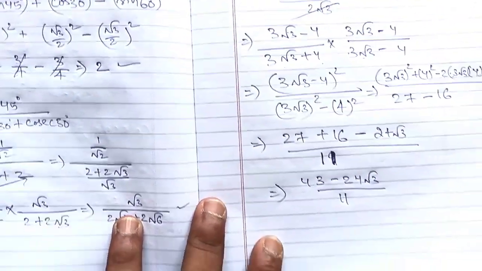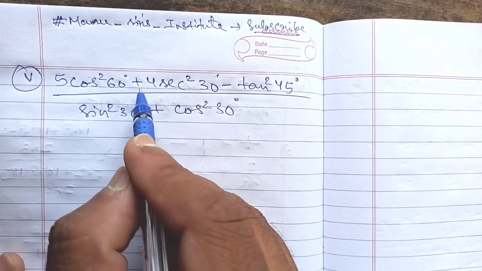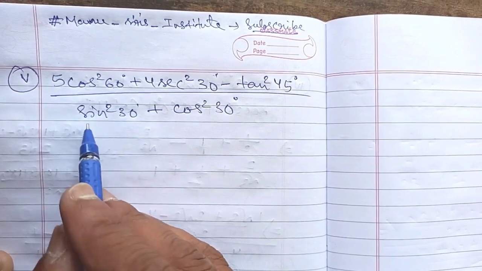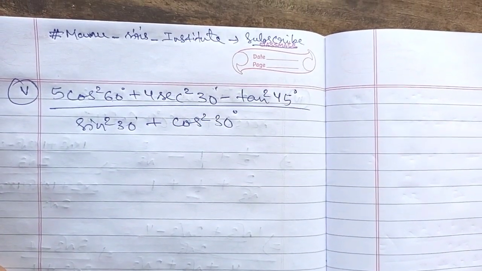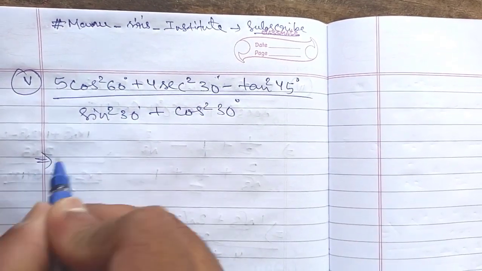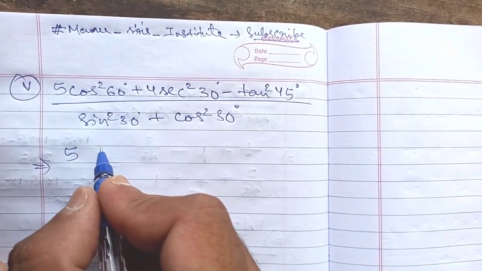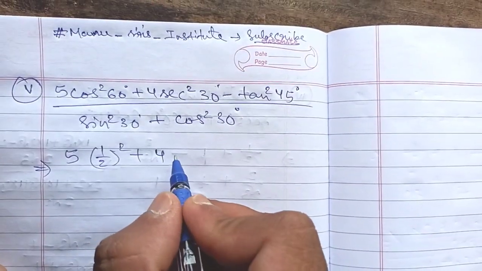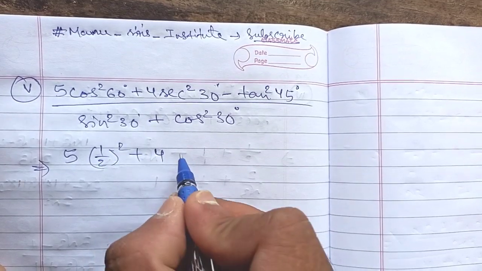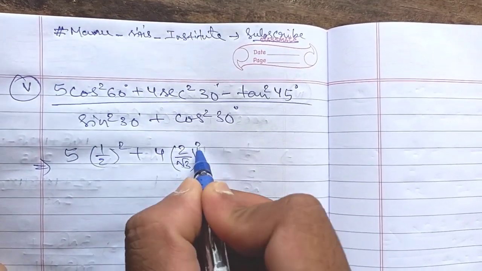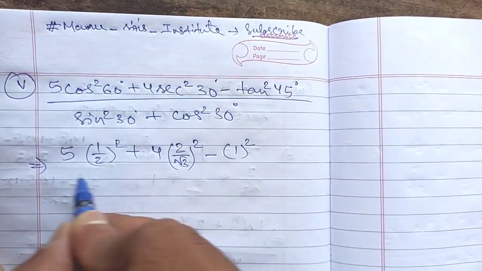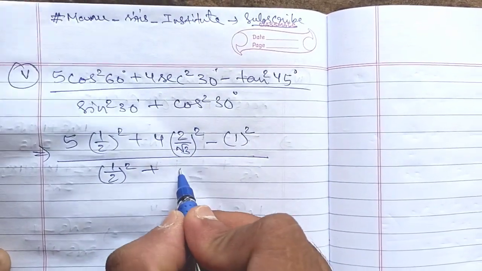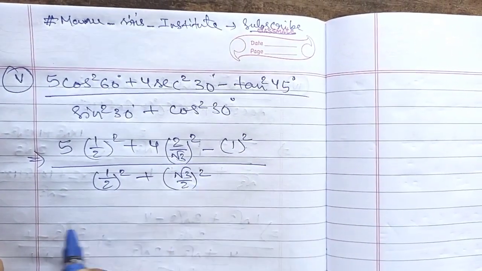Okay. Next bit. In this question it is given 5 cos square 60 degree plus 4 sec square 30 degree minus tan square 45, whole divided by sin square 30 plus cos square 30. Okay. So we will substitute the values. 5 into cos 60 is 1 by 2 whole square, plus 4 into sec 30 is 2 by root 3 whole square, minus tan 45 is 1 square, whole divided by sin 30 is 1 by 2 square plus cos 30 is root 3 by 2 square.